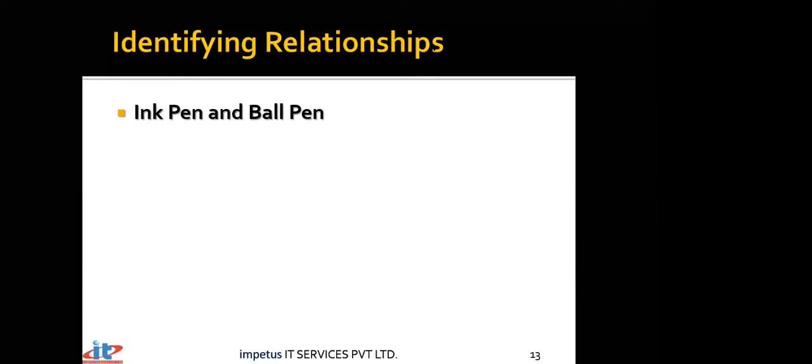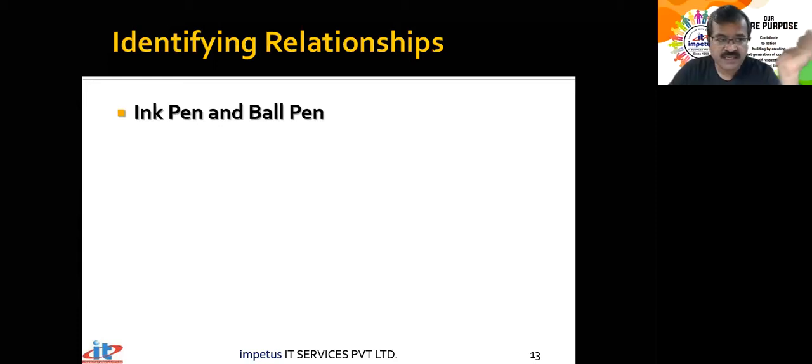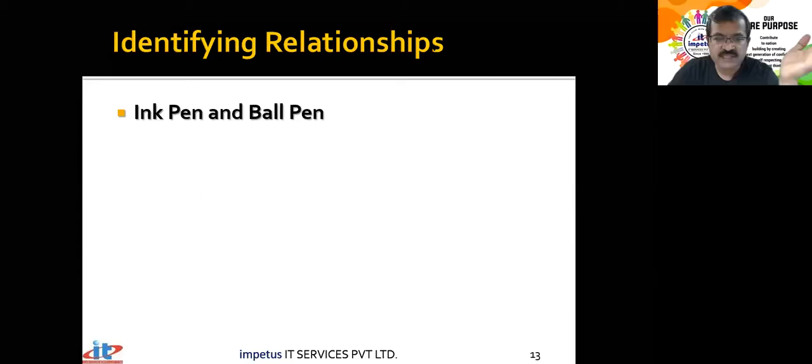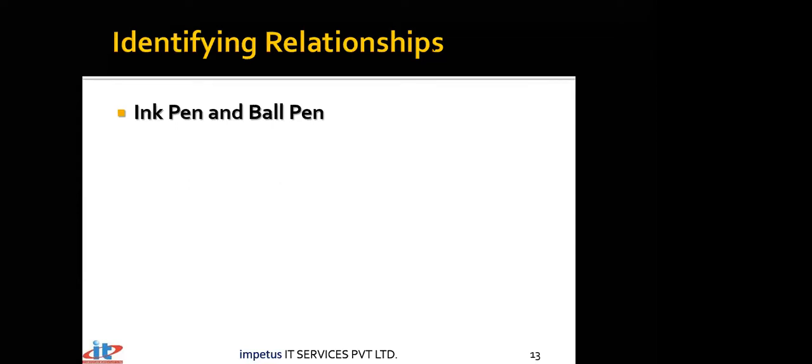Yes, निखिलेश आप कुछ कह रहे थे? Sir, there is a class called ink pen. There is another class called ball pen. Class है class object. Okay, tell me now. Which is a class and which is an object? Ink pen and ball pen is a class, and pen is another.